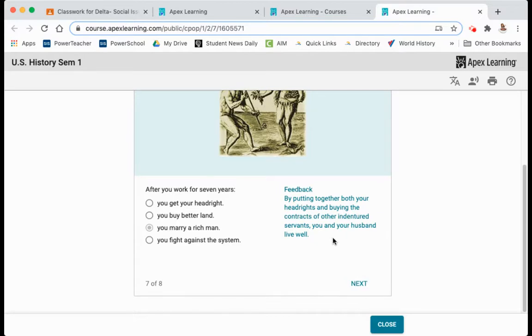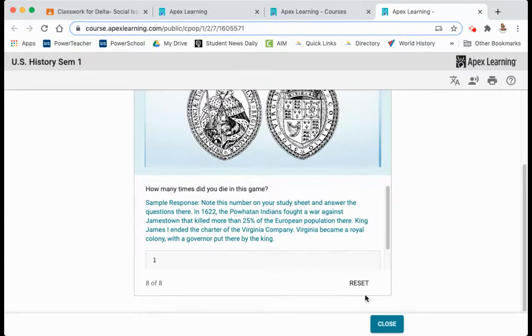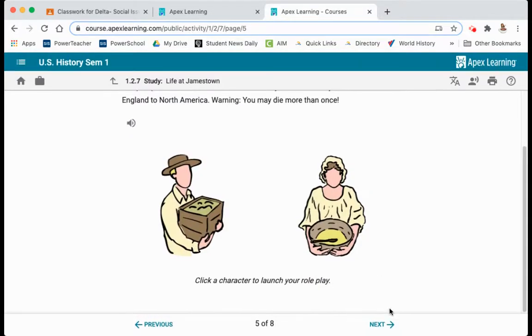Oh, by putting together both your head rights and buying the contracts of other indentured servants, you and your husband live well. So how many times did I die? I would say I died once. Once you're done with that, you can close. Go next.